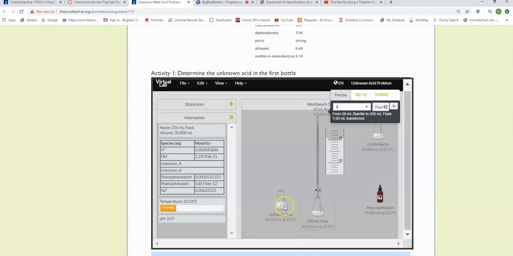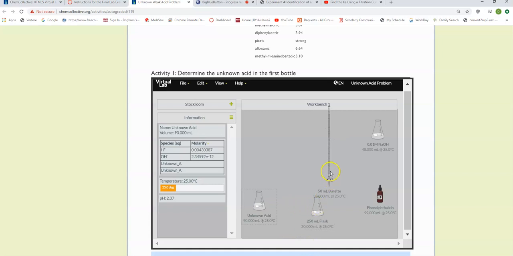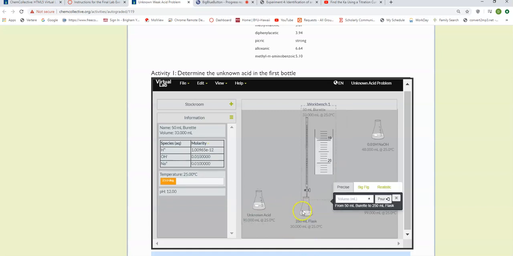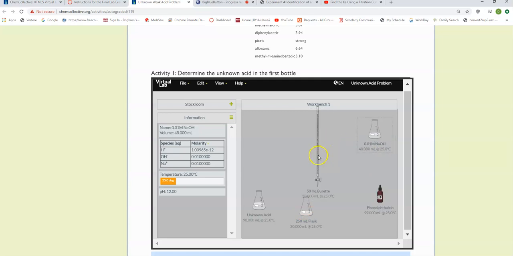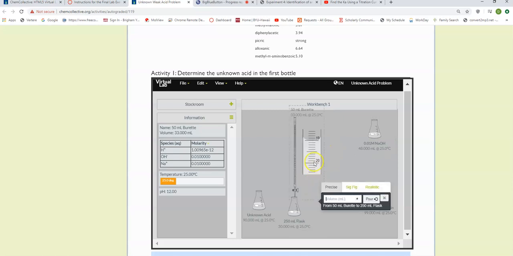Okay. So what I've done here is I have my titration going. I put 50 milliliters of my 0.01 molar sodium hydroxide in here, and now I've delivered 19 of it. How much did I put in here of my unknown acid? Let's see, there's 30 mils in here.